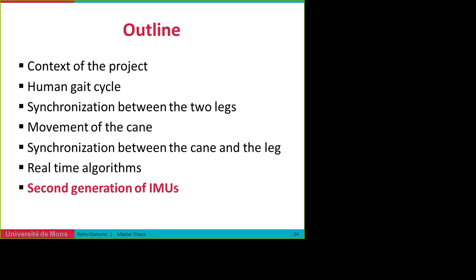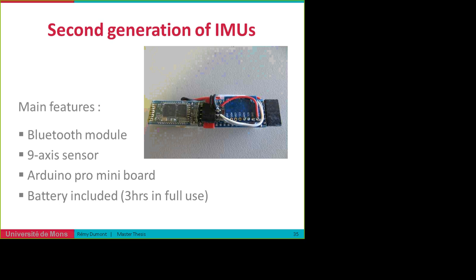Finally, we have developed a second generation of IMUs. This was done because we would like to replace the dongle device by a mobile one, such as a smartphone. So the new IMUs are using Bluetooth technology because it's probably the best way to communicate with a smartphone or a tablet. It features as well the same 9-axis sensor, an Arduino primary board, and a battery.